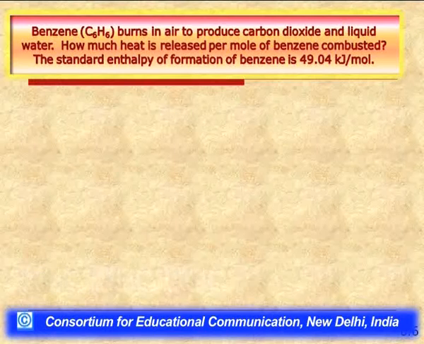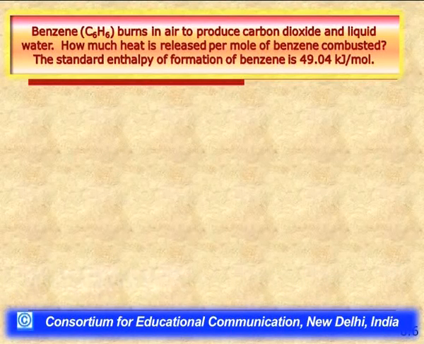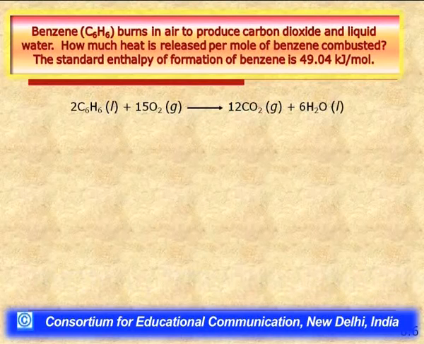So let us have a look at that. We need to again consider that when benzene undergoes combustion to produce carbon dioxide and liquid water, how much heat is released per mole of benzene being combusted. So this we would like to see by virtue of a numerical problem. Let us consider the combustion reaction of benzene. In the combustion reaction of benzene, you can easily see that it has 2 moles of benzene, which combines with 15 moles of oxygen to produce 12 moles of carbon dioxide, and 6 moles of water also get produced.